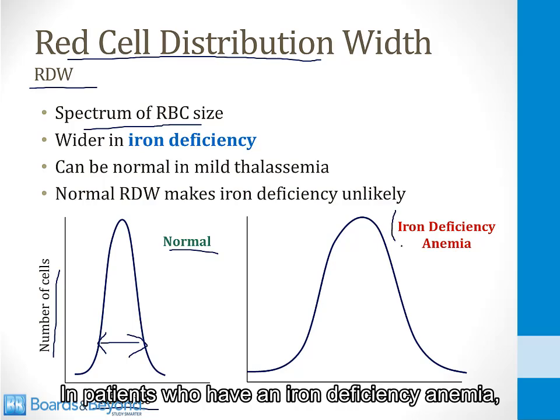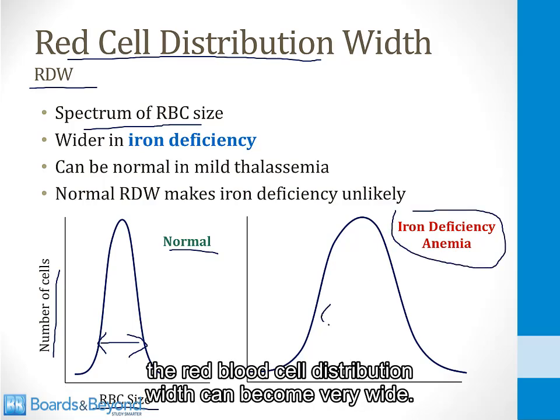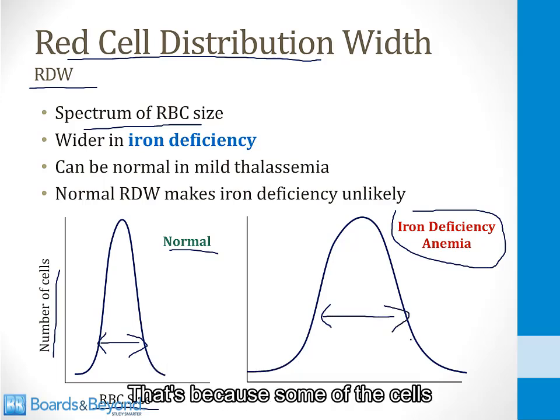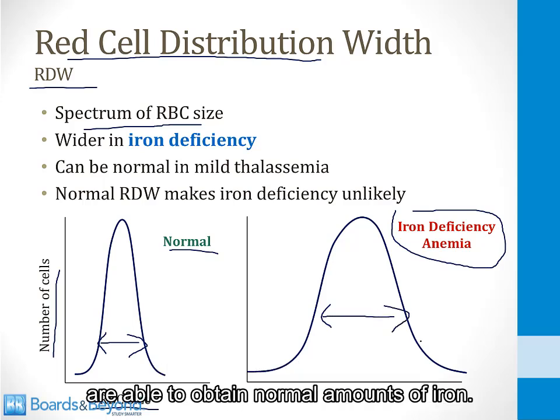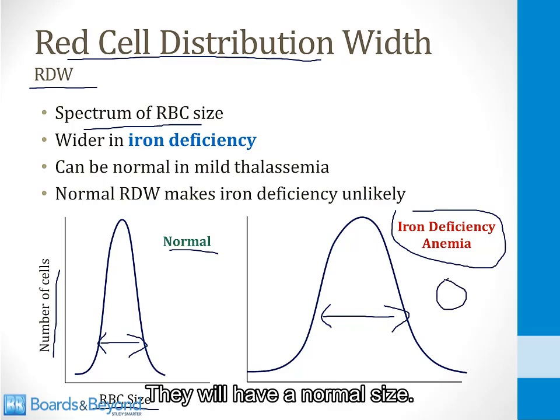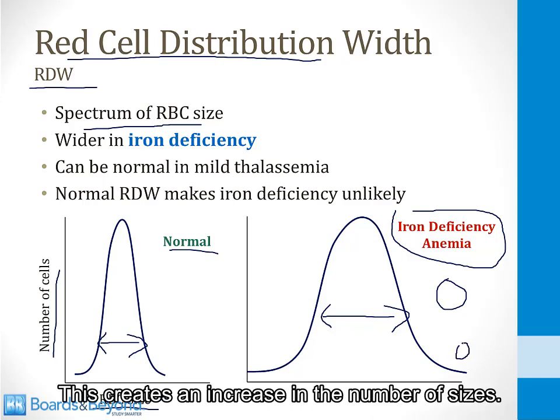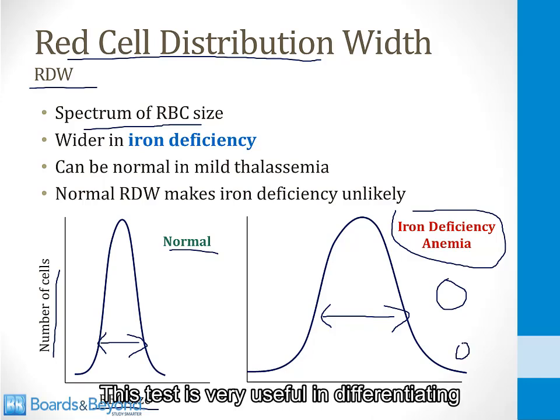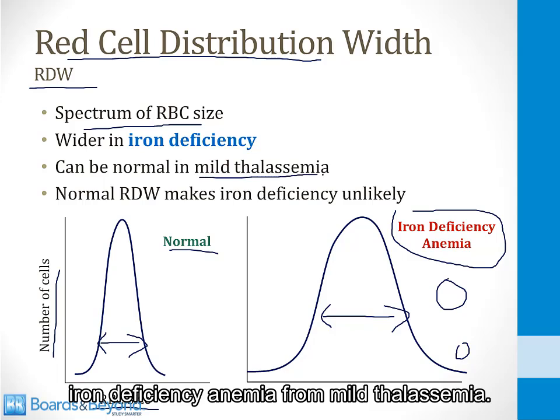In patients who have an iron deficiency anemia, the red blood cell distribution width can become very wide. That's because some of the cells are able to obtain normal amounts of iron and they will have a normal size. Other cells do not have access to iron, so they will be very, very small. This creates an increase in the number of sizes. This test is very useful in differentiating iron deficiency anemia from mild thalassemia.